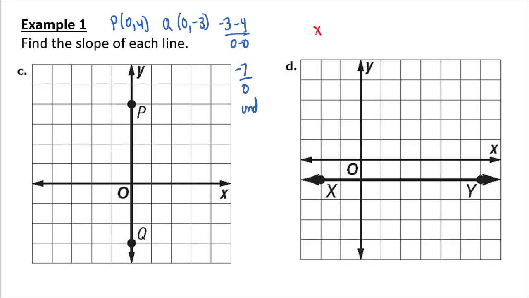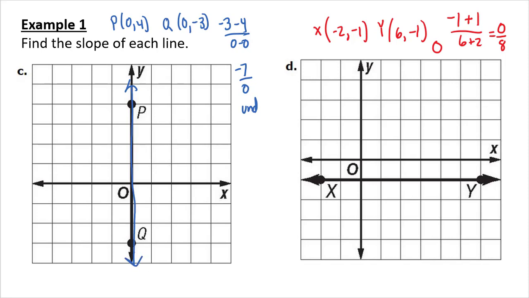Here I have x is the point -2, -1. Y is the point 6, -1. So I have my change in y, -1 minus a -1 over a 6 plus a 2. I have 0 over 8. This is a 0 slope. So again, the differences between these two. A wall has an undefined slope versus when we have the floor, this has a 0 slope.